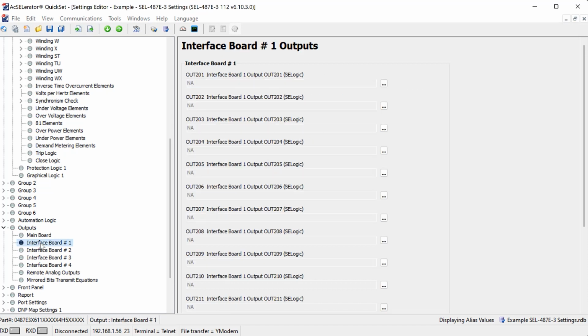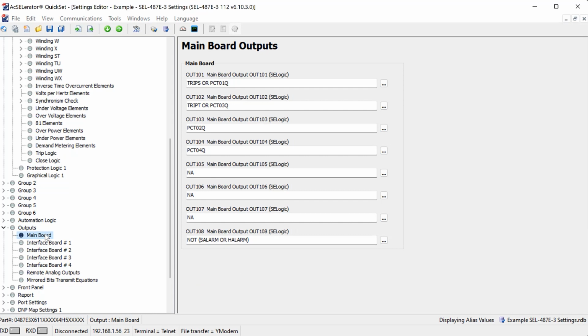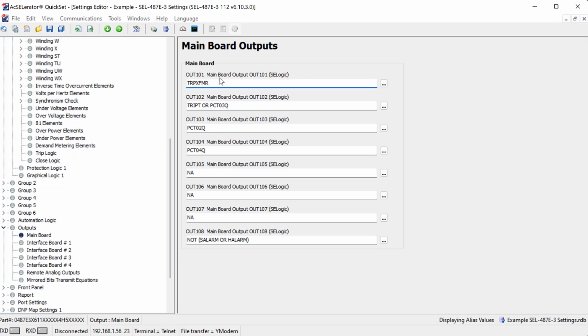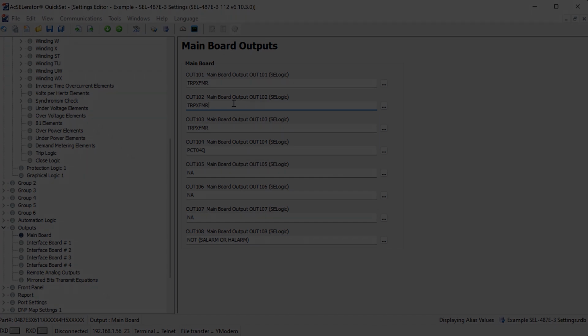So for this example, I'm going to assume that we're going to have 3 outputs. Outputs 101, 102, and 103. And I'm going to program all of those to trip XFMR, which is the output, and actually that's just TRP XFMR. And again, this is the output of the tripping element within the relay. All right, so that's how you program the differential element in the SEL 487E relay.